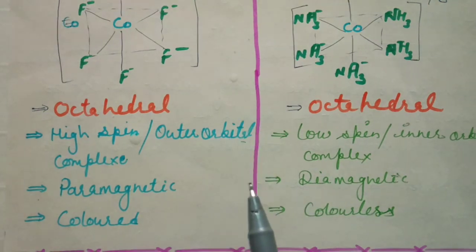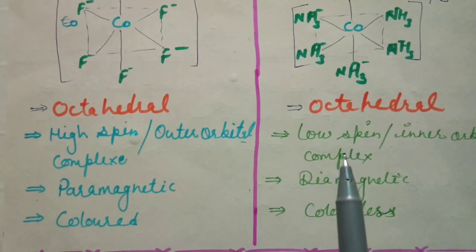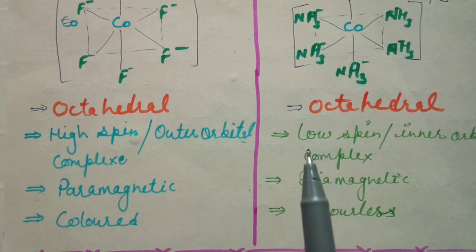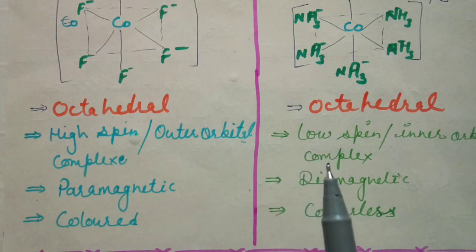Clear? Thus we can explain the geometry, paramagnetic properties and colored properties of any compound in the presence of weak field or strong field ligands.